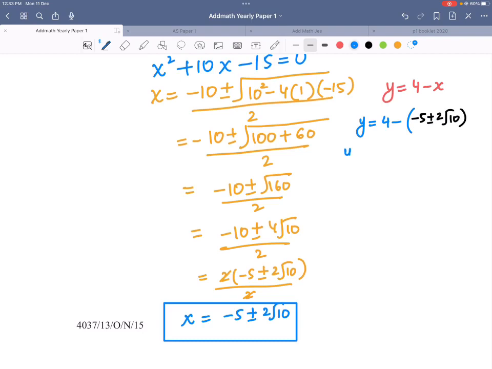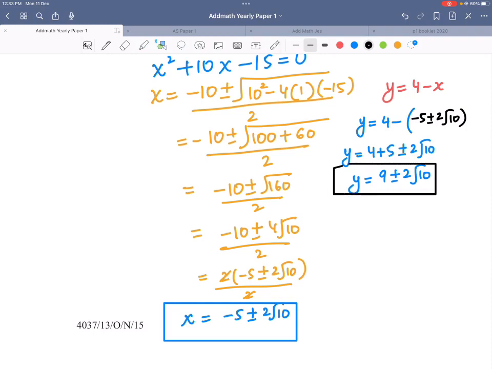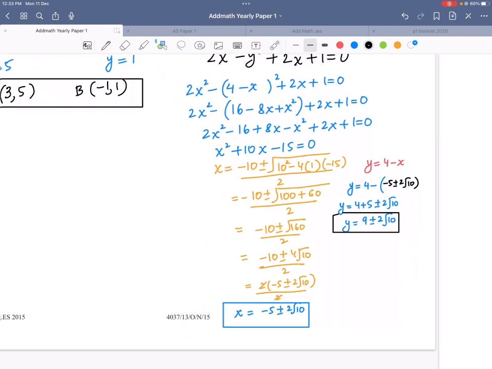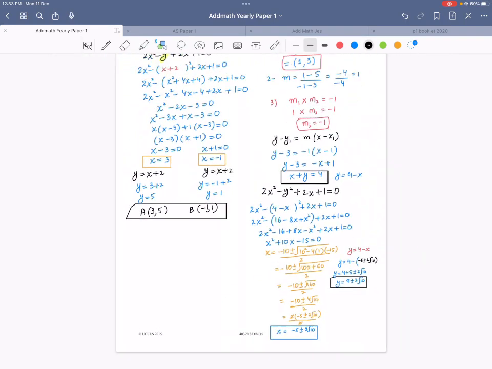Expand the bracket, it will be y equals 4 plus 5, plus minus 2 under root 10. And you get y equals 9 plus minus 2 under root 10. That will be the possible coordinate value for y. Alright, so you got the value for x and you got the value for y.